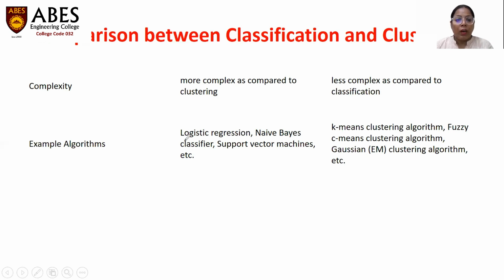These are a few examples of classification algorithms like logistic regression and SVM, support vector machines. These are examples of algorithms which we study in machine learning or data science. And clustering algorithms consist of K-means, fuzzy C-means clustering algorithm, and Gaussian EM clustering algorithm.